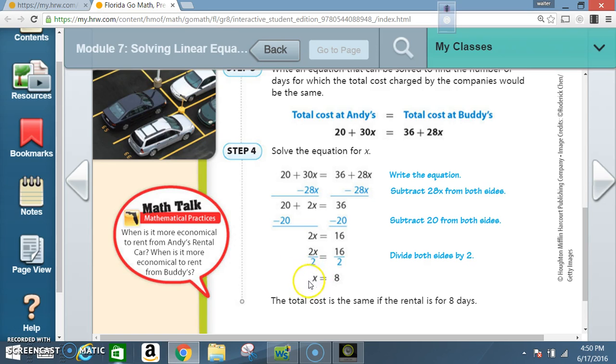But we don't write the 1 down because how many X's do we see? We see only 1, but we know there's a number 1 sitting there in case we need it. And then 16 divided by 2 is 8, so X is equal to 8. The total cost is the same if the rental is for 8 days.